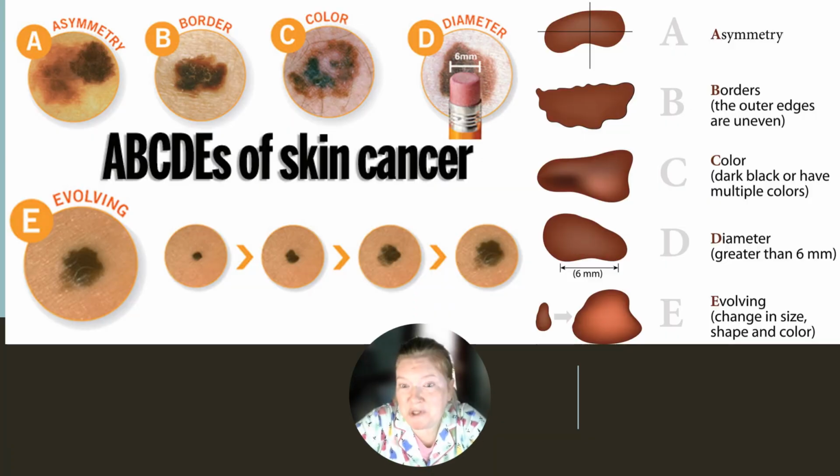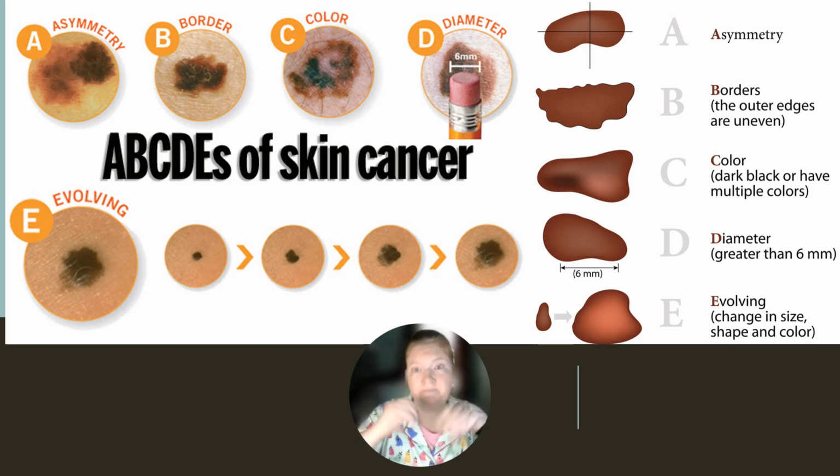So when should you be concerned about something that you find on your skin? Follow the ABCDEs. First of all, it's just a good idea to get checked yearly by a dermatologist, but the ABCDEs can help. A, asymmetry. Is it the same on one side as the other? B, border. Look at the border. Is it even? Is it uneven?